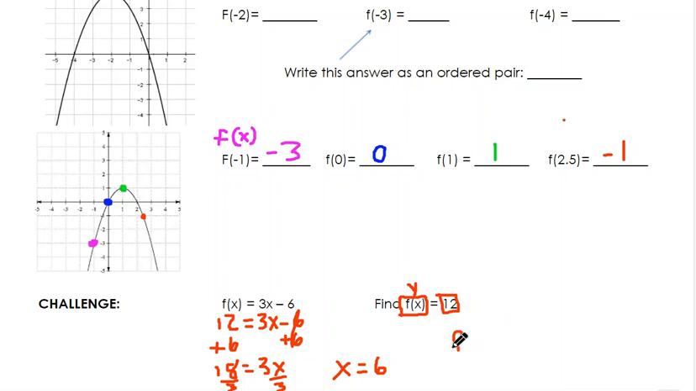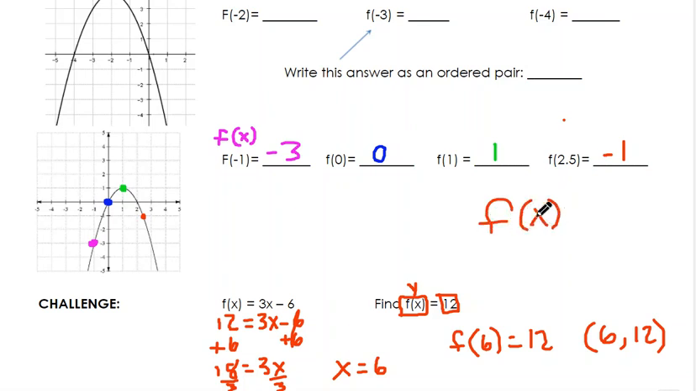So another way we can write this would be f of 6 equals 12. Or we could write it as an ordered pair. 6 is my x, 12 is my y. Okay? So key things to remember. The number inside the parentheses is your x value. All right? Remember that and you should be fine.